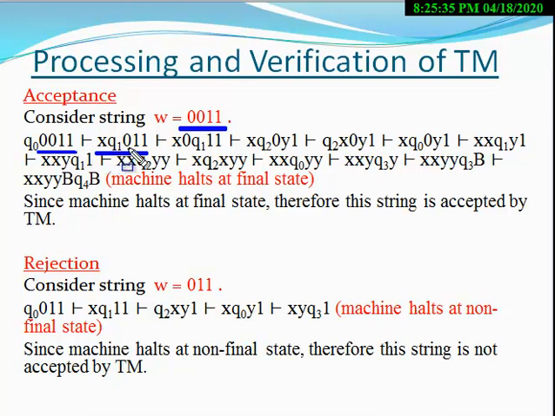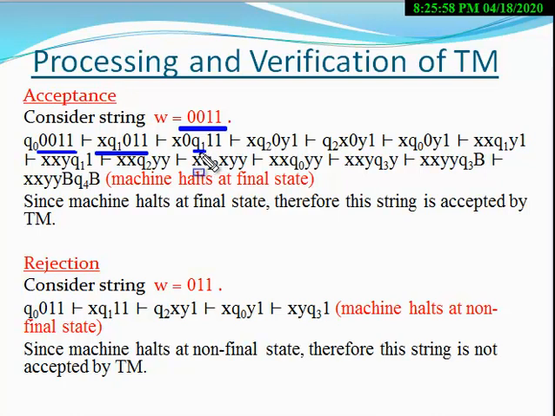Now at the state Q1, when the tape symbol 0 appears, at the state Q1 for any input symbol except 1, the machine moves only in the right direction. So here 0 appears, it means the machine moves to the right direction.